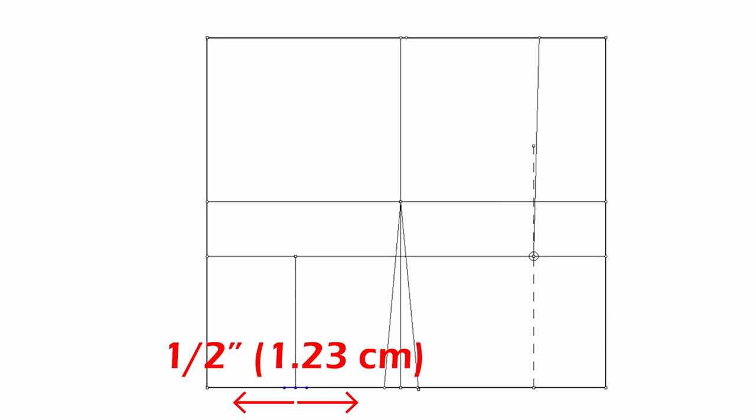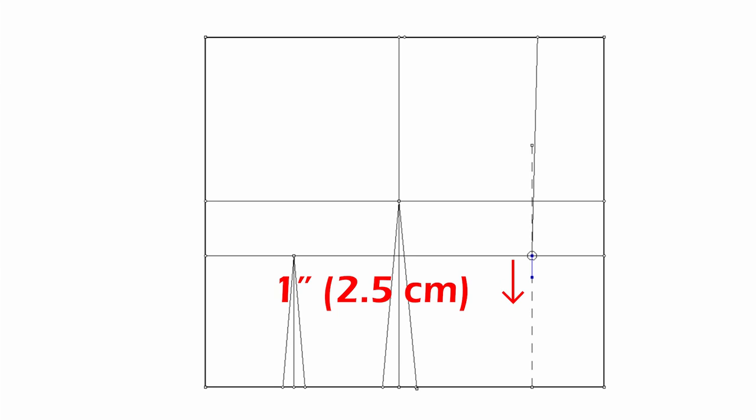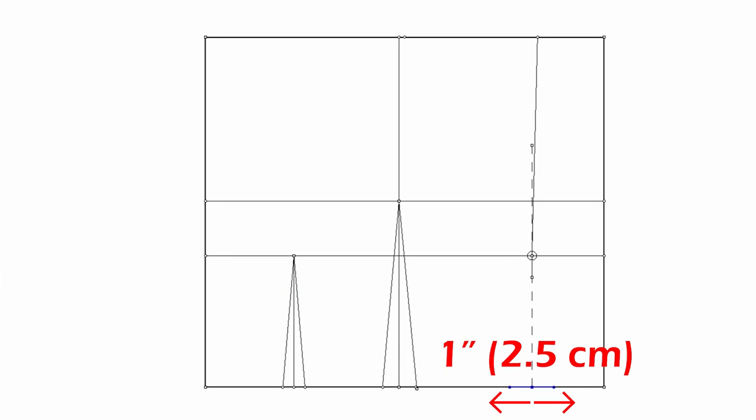For the back dart, find a midpoint and draw a line to the bust line. We're going to end the dart here. And the dart width is 1 inch, right? So half an inch on each side. Draw a dart. For the front dart, mark 1 inch down from the apex and mark 1 inch on each side at the waist. Draw a dart.